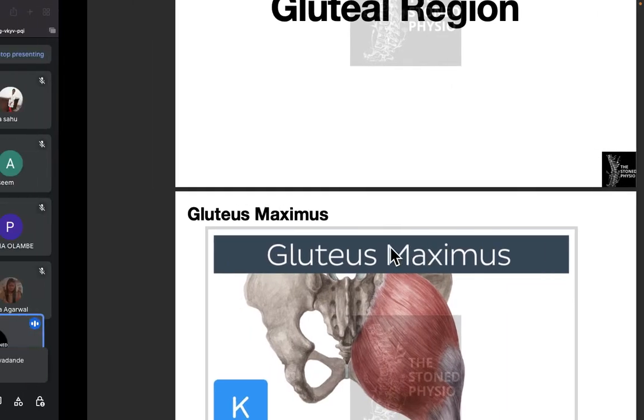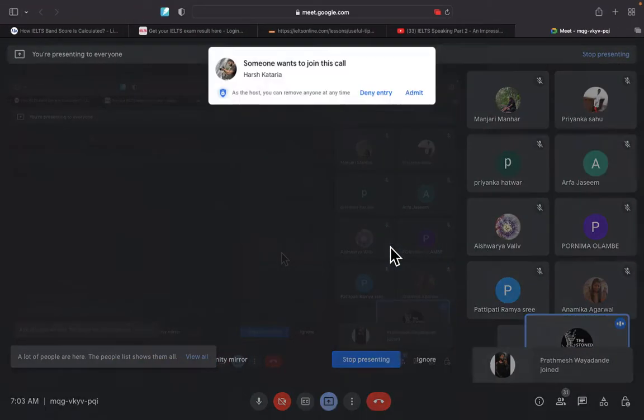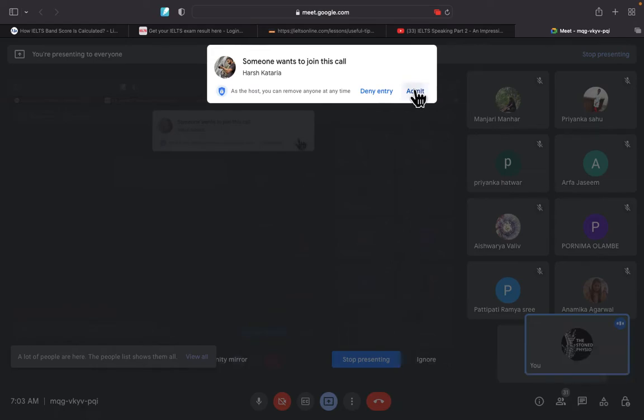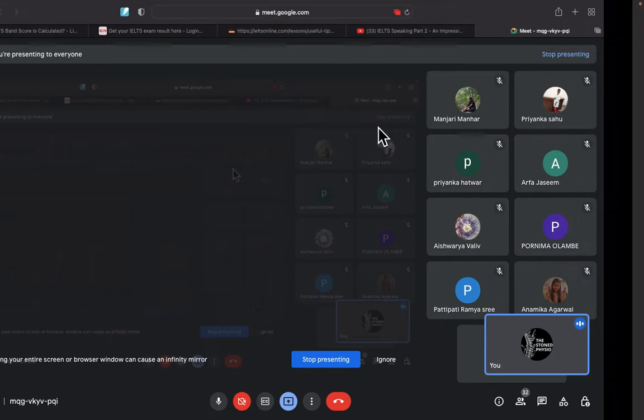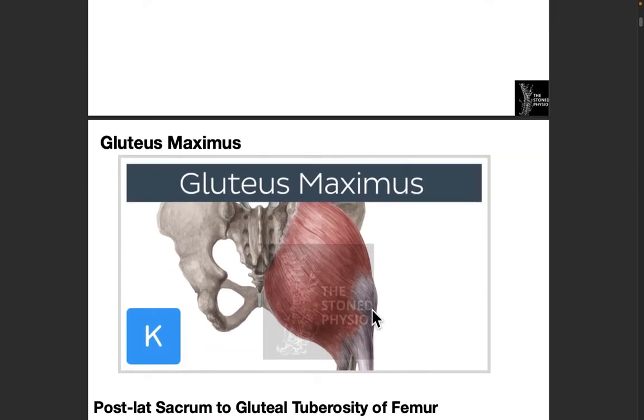Let's forget the origin. But we talked about the insertion. It was getting inserted on some part of the proximal part of the femur, the gluteal tuberosity. And we talked about the femur, that on the posterior part we have got two different lines. The gluteal tuberosity is on the lateral side, and there was another line on the medial side as well.